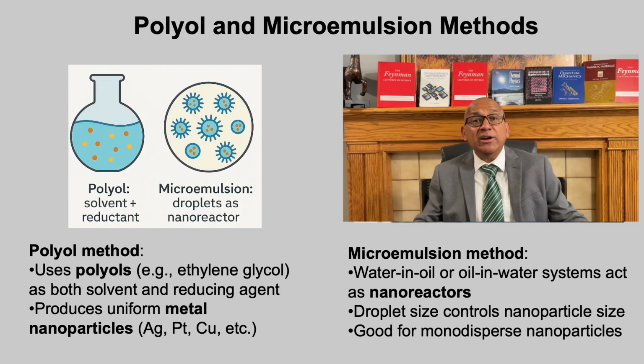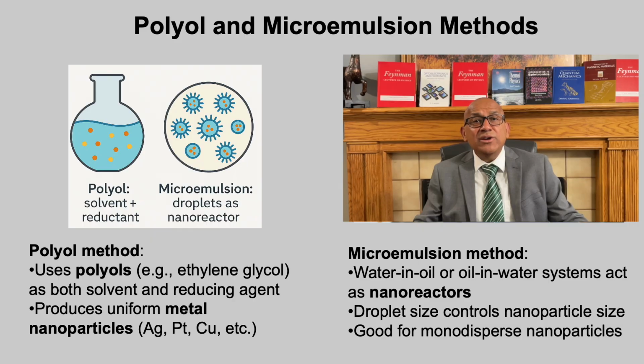Two related chemical routes for nanoparticle synthesis are the polyol method and the microemulsion method. In the polyol method, solvents such as ethylene glycol act not only as a medium but also as a reducing agent. This allows the direct synthesis of uniform metal nanoparticles such as silver, platinum, or copper, often with controlled shapes.